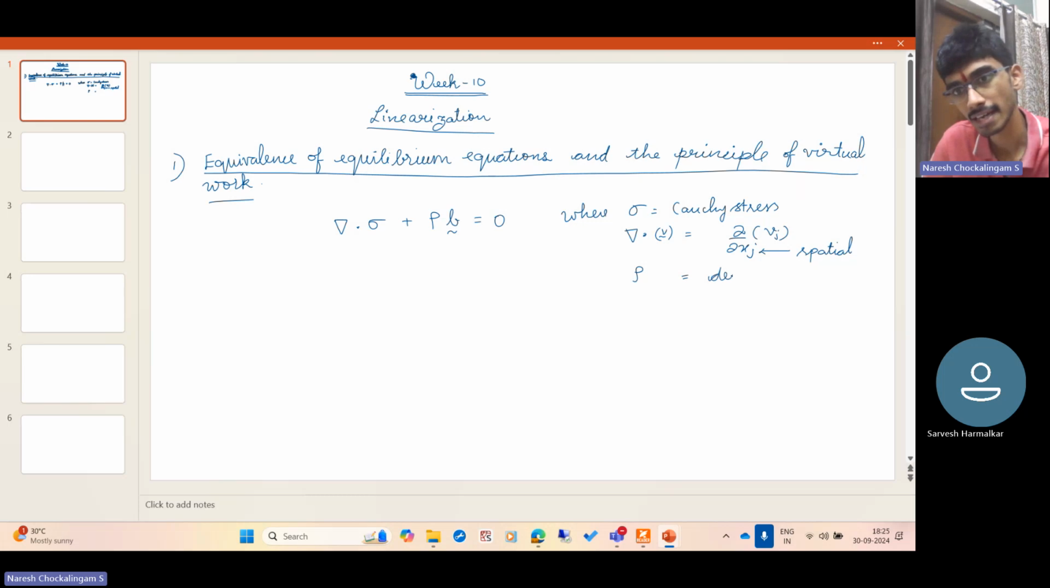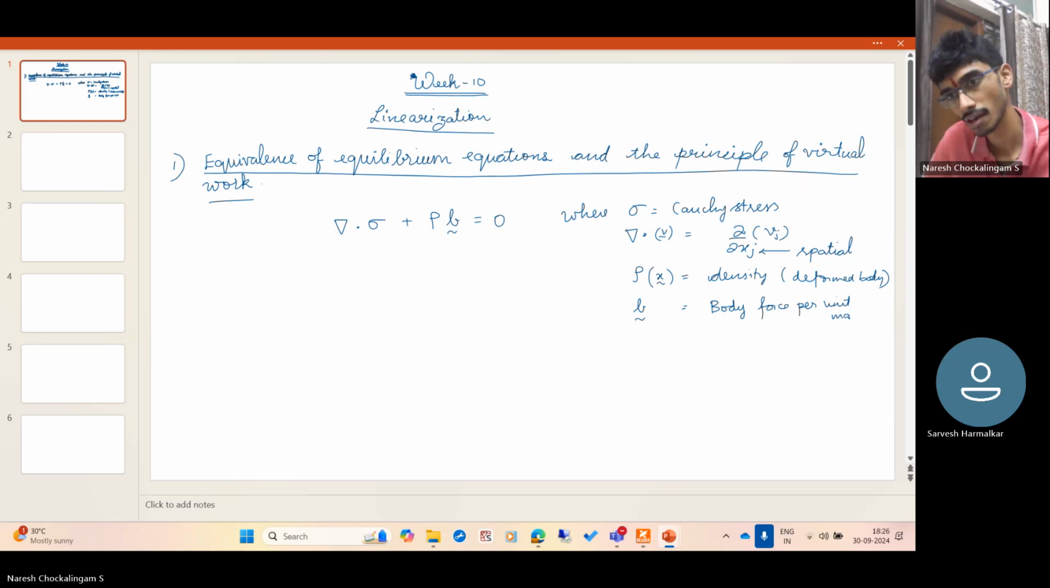Rho is the density, the current density in the deformed body. Therefore, it is a function of x, the spatial coordinate. B is the body force per unit mass. Since it is per unit mass, it doesn't matter whether it is in the reference body or in the spatial body. This is the equilibrium equation, the balance of linear momentum when there is no acceleration. So under quasi-static conditions, this is the equilibrium equation.